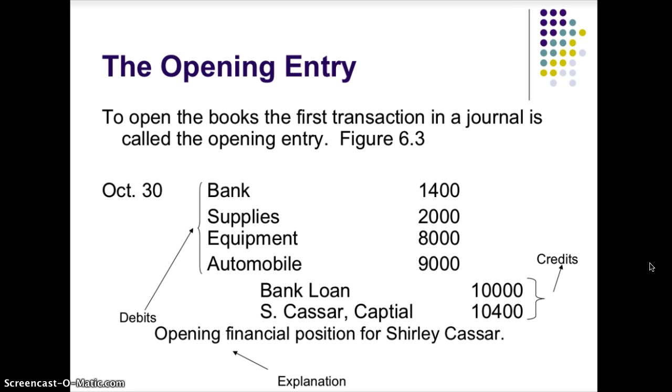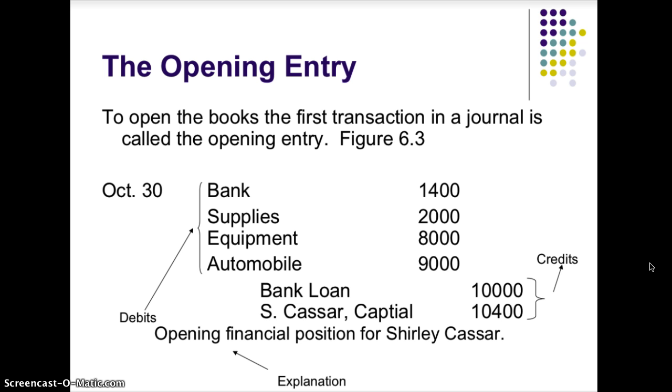This is an example of the opening entry of the journal. In order to open the books, the first transaction in the journal is called the opening entry. So, as we see in our textbook, figure 6.3, on October 30th, we have all of our debits on the one side, our debits for our bank, supplies, equipment, and automobile, so all of our assets. And then we have our credits for our bank loan and our capital, our liabilities and our owner's equity. So as we see, this is what we have for our opening entry with the date.